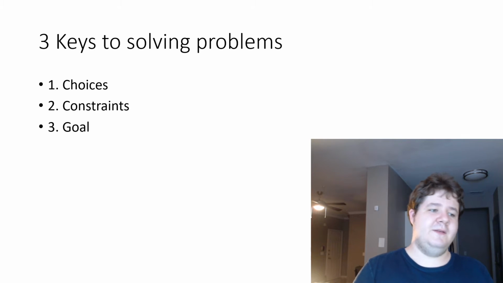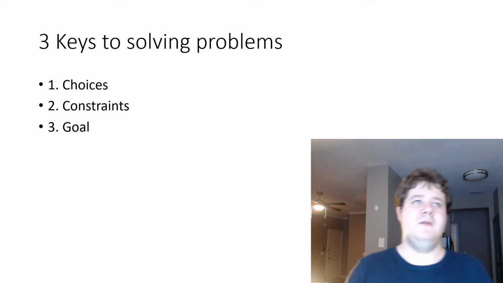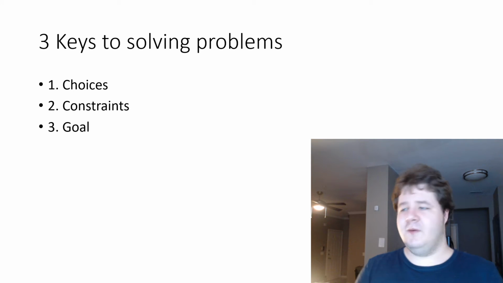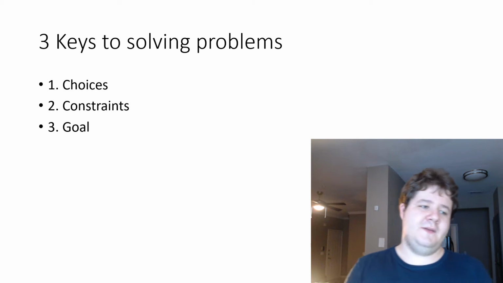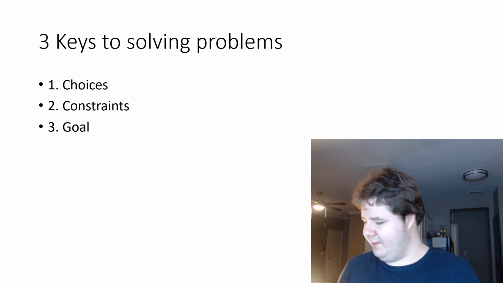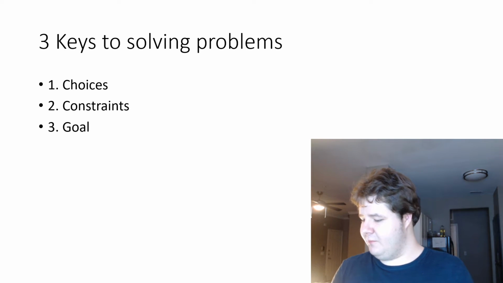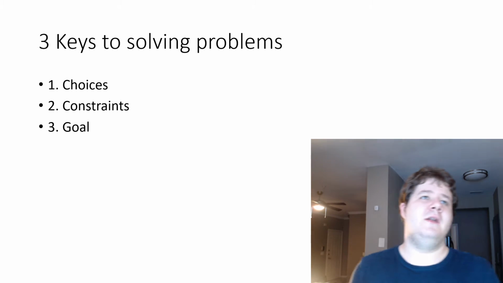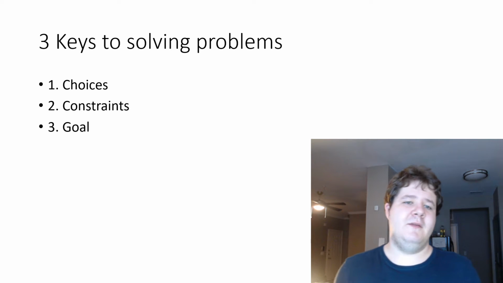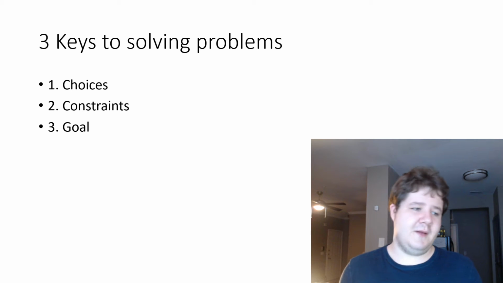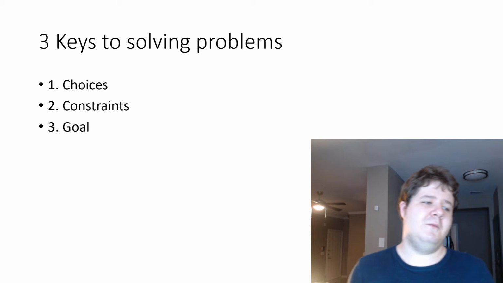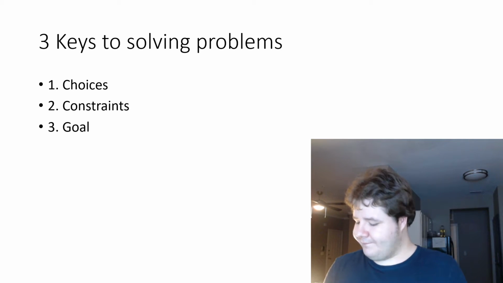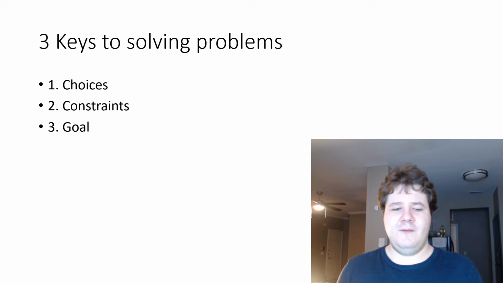Now, of course, the 3 keys to solving algorithm and data structure problems. Always remember, look at your choices. In this case, we can either continue on or not. If it's not a palindrome, obviously there's no point in continuing on. Constraints: obviously we're bounded by the length of the linked list. The linked list has a beginning and an end, and we can't go past that, so that's our constraint boundary. And our goal is to return whether or not this linked list is a palindrome, true or false.